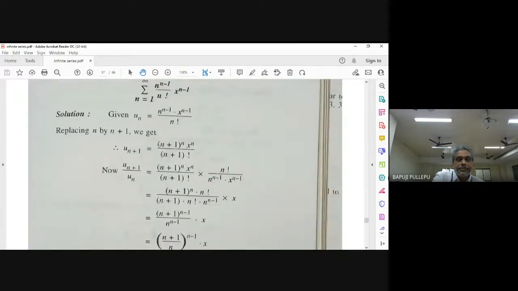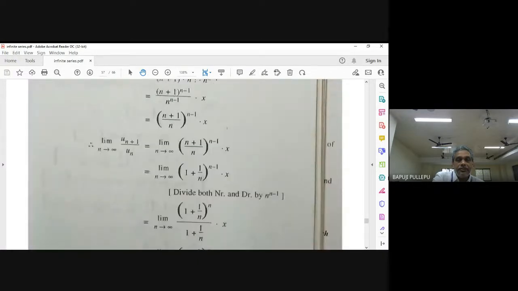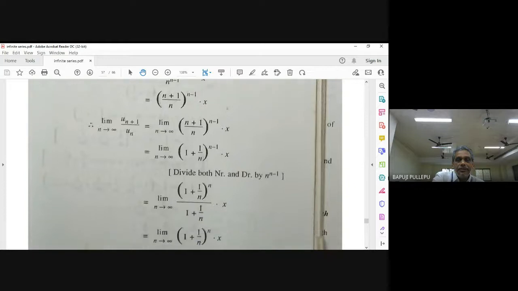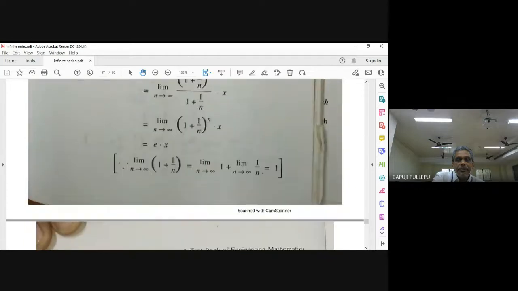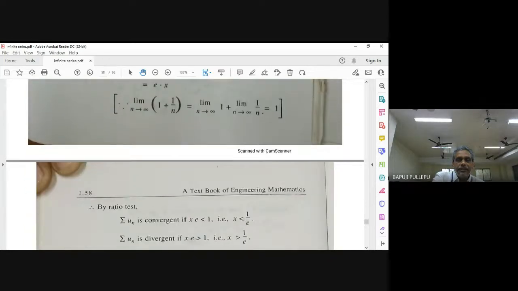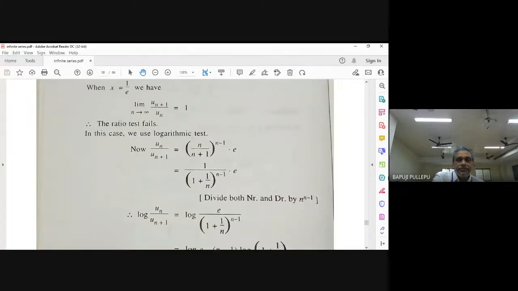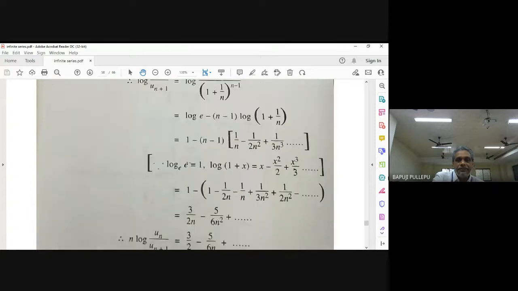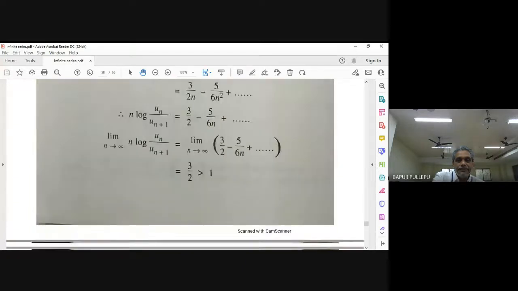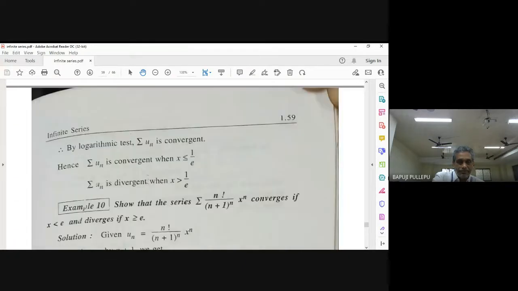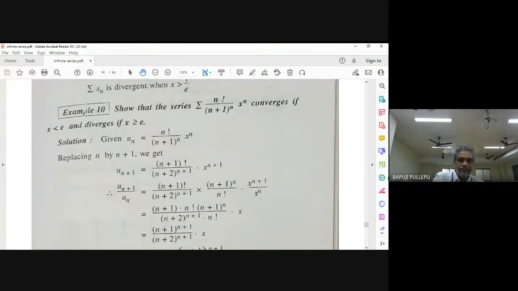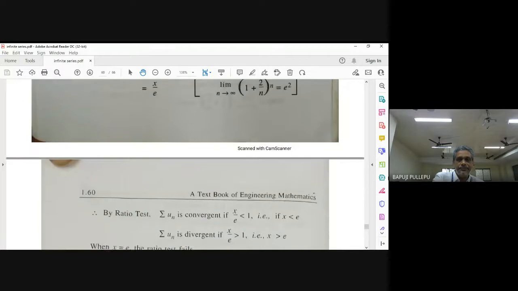This problem you see this one. Case fails. Go for the logarithmic test. So you can do like this. Problems you can check.